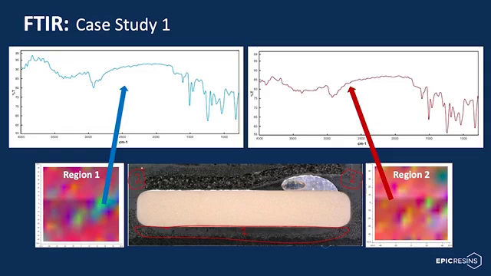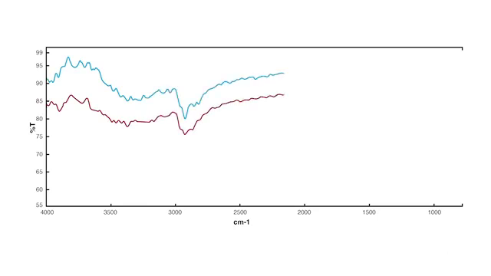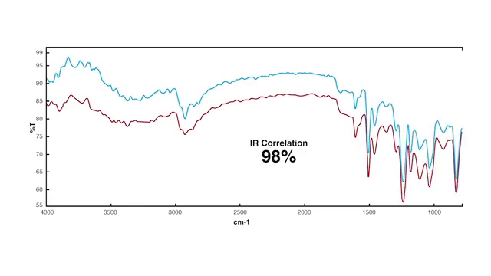These are the IR absorbance spectra for regions 1 and 2. When we overlay the two IR spectra and measure the statistical correlation between the peaks, we find a 98% correlation between region 1 and region 2, indicating a high probability and minimal difference in the chemical functionality of the two regions.